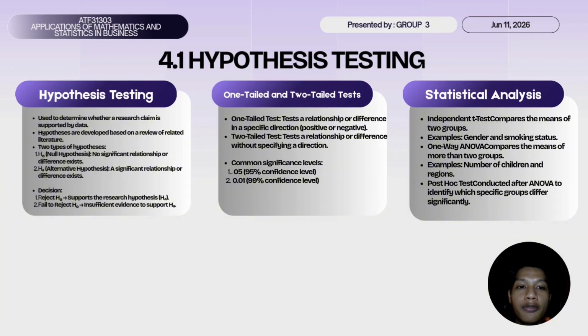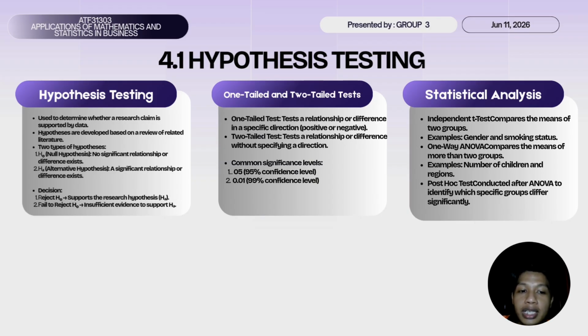There are two types of hypothesis. The first is the null hypothesis (H0), which assumes that there is no significant relationship or difference between variables. The second is the alternative hypothesis (HA), which suggests that a significant relationship or difference exists. The main objective of hypothesis testing is to decide whether to reject or fail to reject the null hypothesis. If we reject H0, it means that the findings support our research hypothesis. However, if we fail to reject H0, there is insufficient evidence to support the alternative hypothesis.